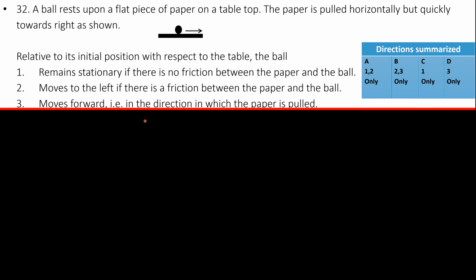A ball rests upon a flat piece of paper on a tabletop. The paper is pulled horizontally but quickly towards the right as shown.